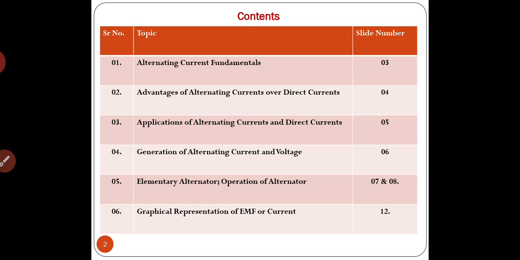Alternating current fundamentals. So we'll understand about what is DC and what is AC current. Advantages of alternating current over DC direct currents, and applications we'll understand. Generation of alternating current and voltage we'll understand. Elementary alternator operation of alternator. How does the alternator operate and how AC current is produced, we'll understand in this. And how AC is represented as EMF, graphical representation of EMF or current.